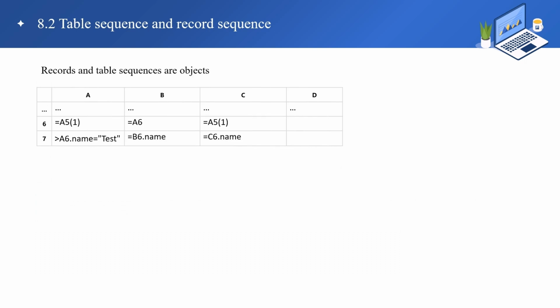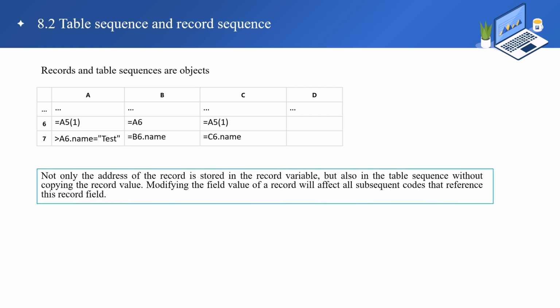Review the object concept we talked about earlier. Complex data types are not stored directly in variables, but only one address. A record has multiple fields, which seems a little complex. Is it the same? Just do some experiments. The record is also an object. Not only the address of the record is stored in the record variable, but also in the table sequence, without copying the record value. Modifying the field value of a record will affect all subsequent codes that reference this record field. As for the table sequence, it is obviously an object.